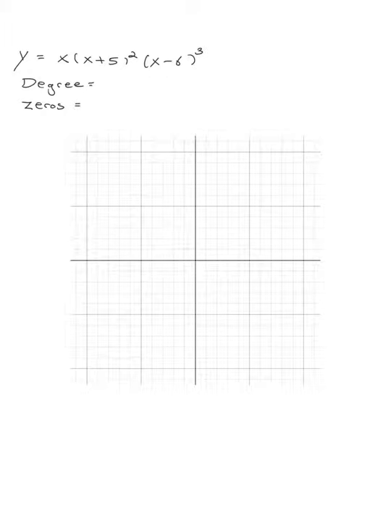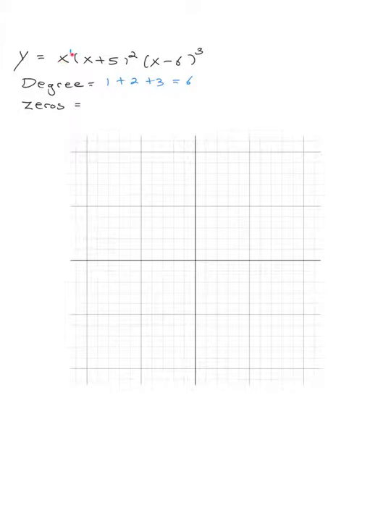For this polynomial, the degree, I'll put a 1 on that exponent. It's going to be 1 plus 2 plus 3, so it's equal to 6. I'm expecting it to go up on both sides. Now here, the zeros are -5 and 6, but also 0.